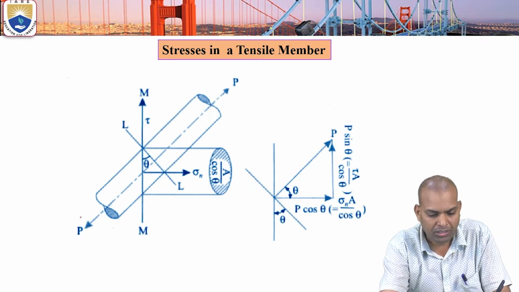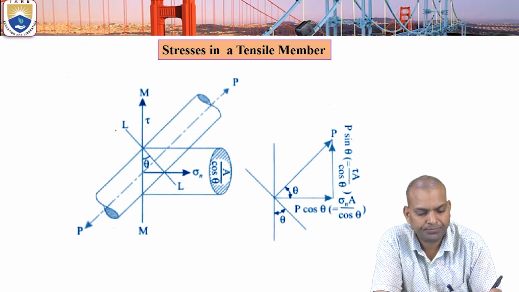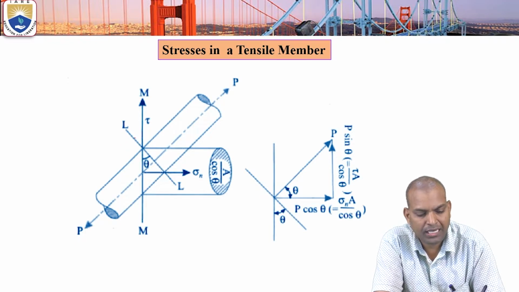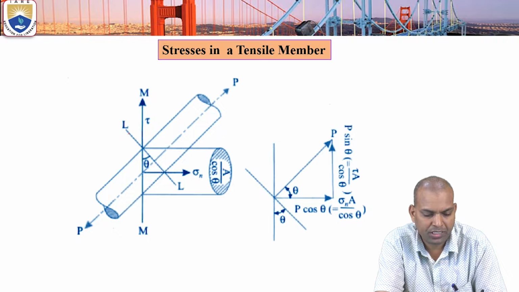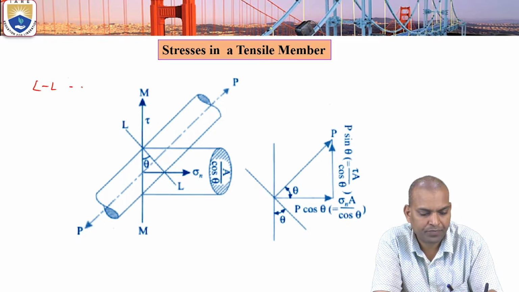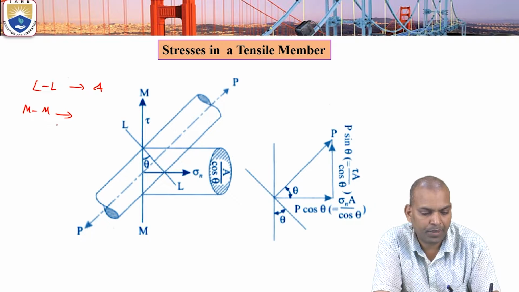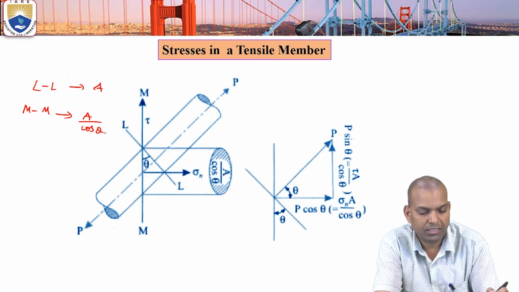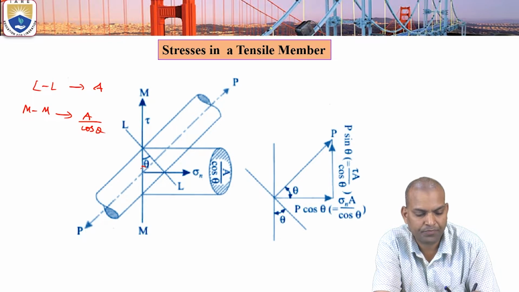If the bar is subjected to a pure tensile stress, and there is a section plane LL, what is the load acting on that plane? It is the load P acting. The area of cross section of that LL plane is A. There is another plane, MM. The area of cross section of that MM plane is A by cos theta, since the section is turned by theta angle.